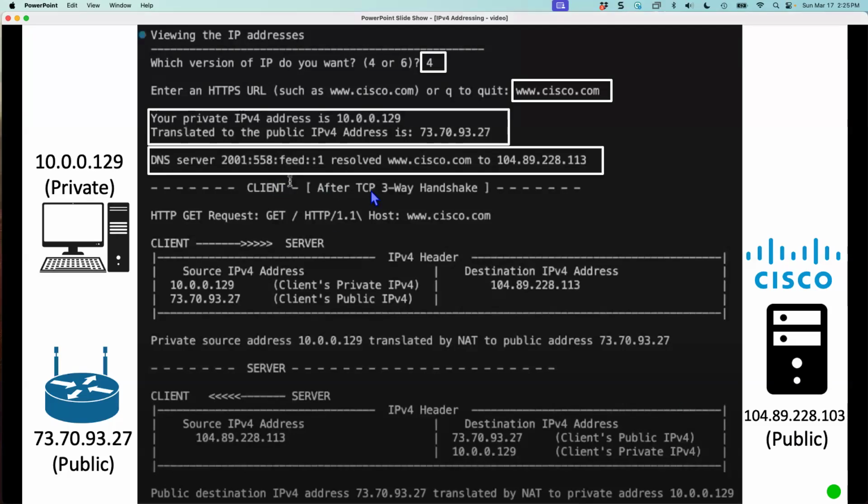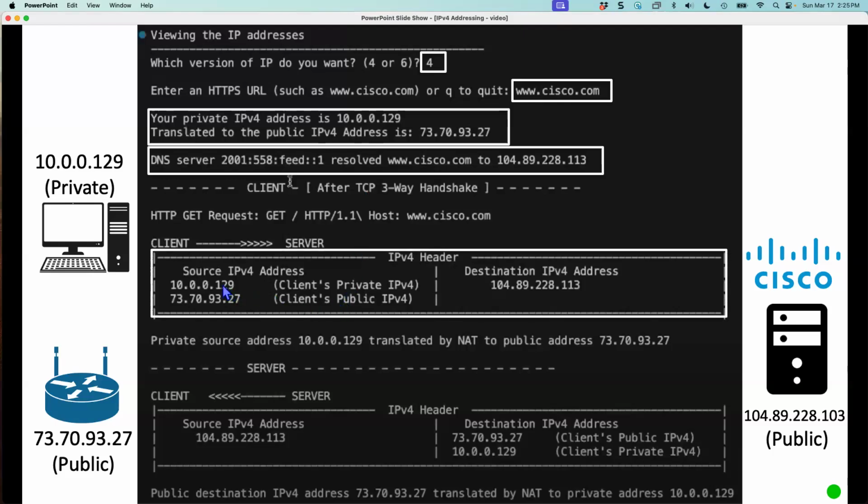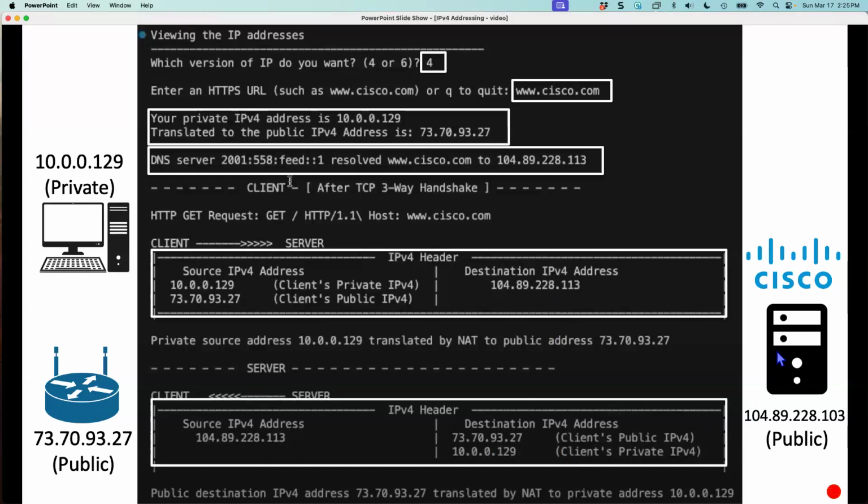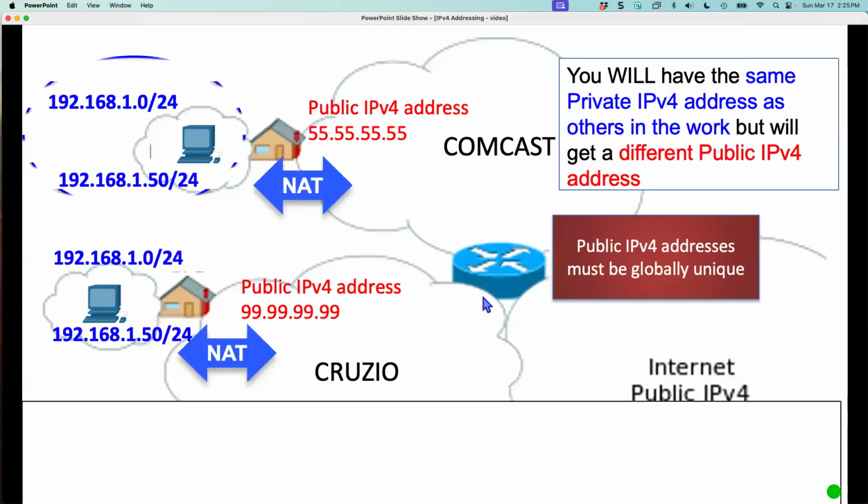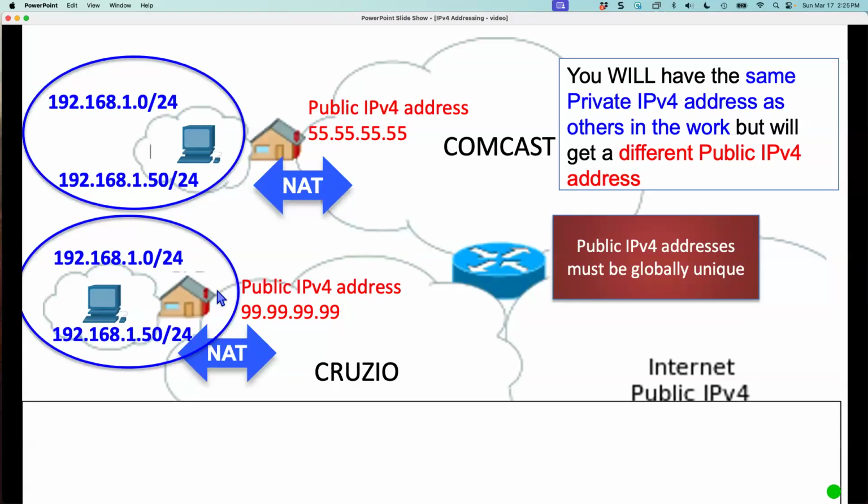Okay, something happens called a TCP three-way handshake. We won't worry about that. But let's take a look at the packet. When it's inside my network, here's my source IP address. But when it leaves my network, here's the source IP address. Here's the public destination IP address. As it leaves the server, it's leaving with its public IPv4 address. That won't change, but it's coming in with this destination IPv4 address. But when it hits my router, it's getting translated to this private IPv4 address, which was my source IPv4 address. All right. So yes, we could have the same, and we do. These private IPv4 addresses are used in millions of places all over the world.